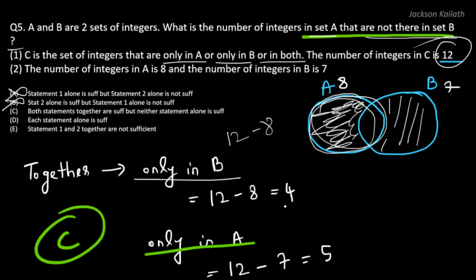So the correct answer is C. We are able to solve this question taking both the statements together, but we cannot solve it with either of the statements alone, right? So the correct answer to this question is option C.